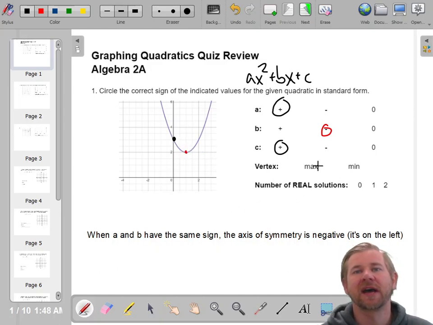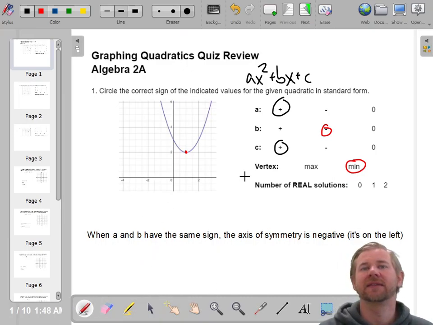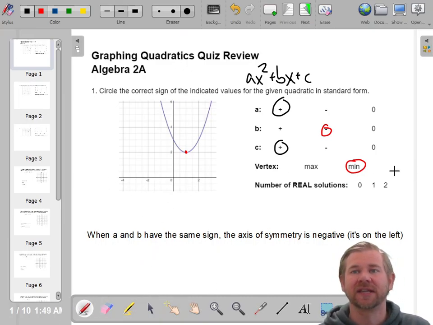The vertex is at the bottom. We call that a minimum. So if it opens up, it will always be a minimum. And the last thing, the number of real solutions, the number of x-intercepts: there are no x-intercepts in this problem.